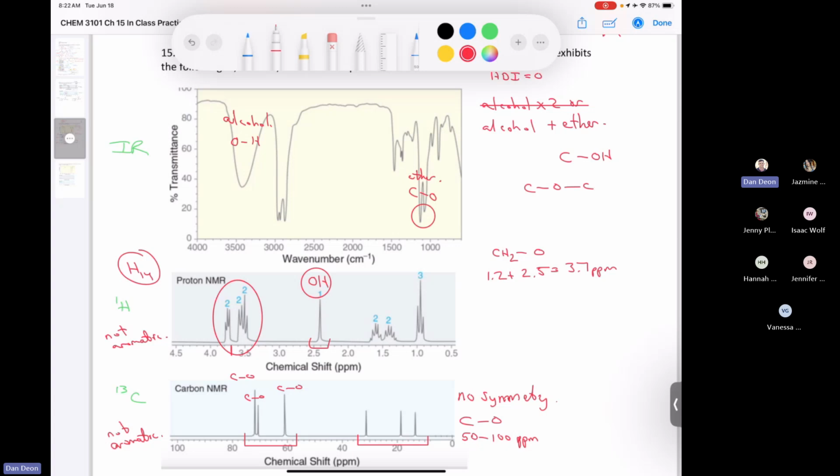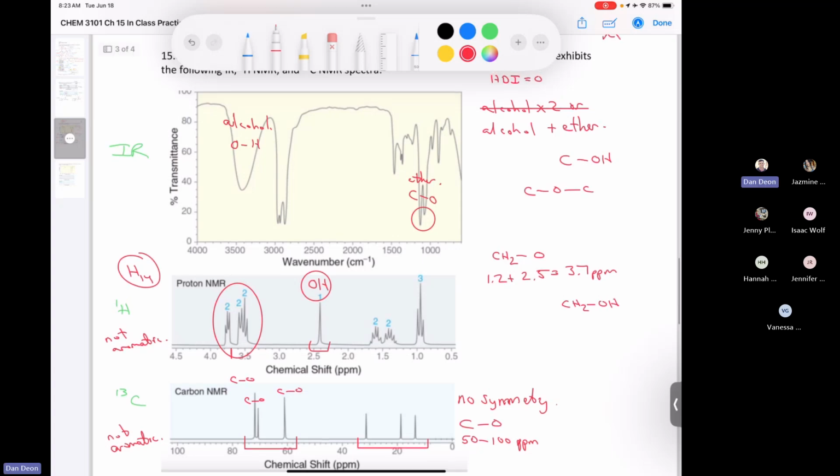So that means that these are all methylenes attached to an oxygen. So that means that we have to have a methylene attached to our alcohol. And that also means that we have two methylenes attached like this. So based off of these pieces, okay, we know we have this piece in our molecule and we know we have this piece in our molecule.